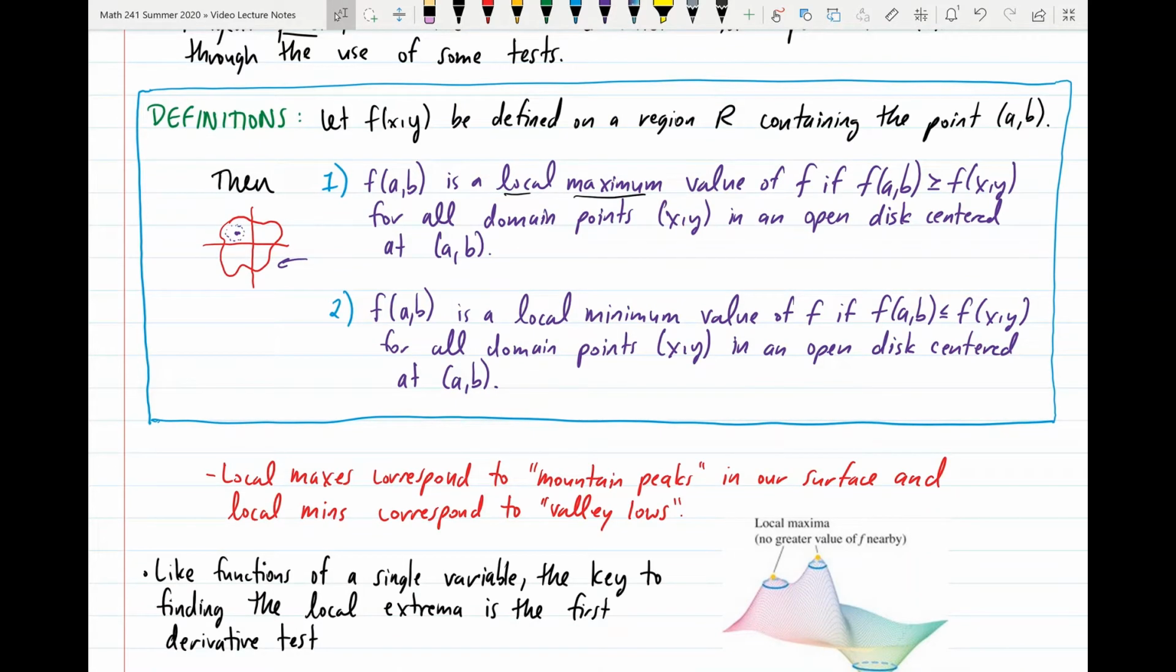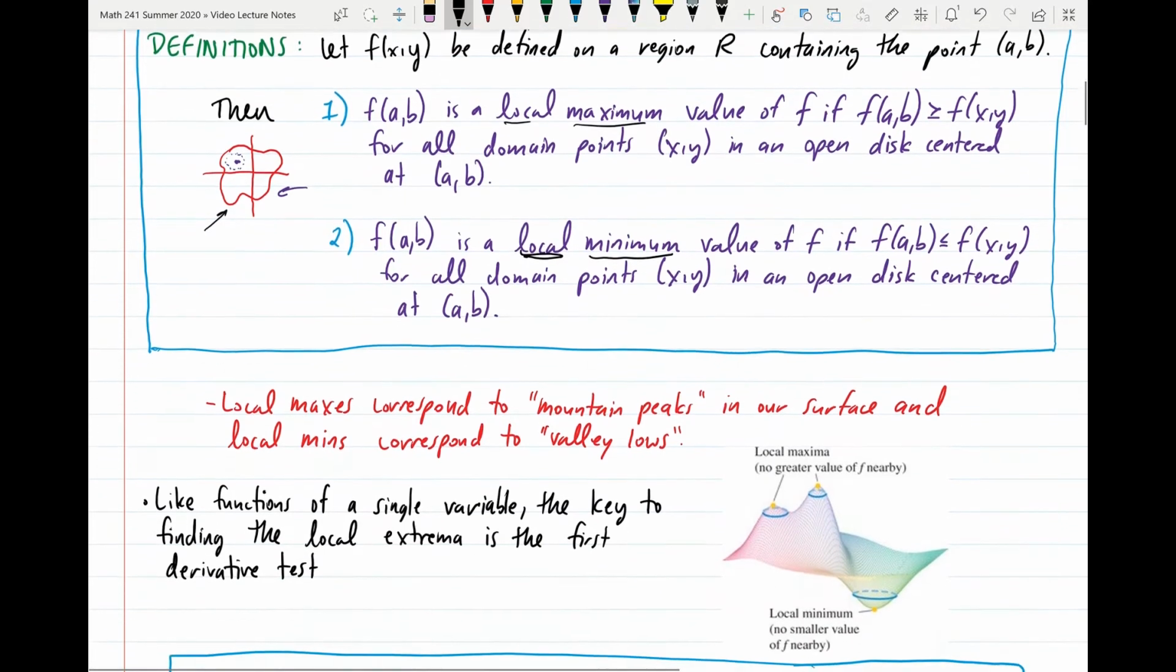And f of a b is a local minimum, and this definition is pretty similar. It's a local minimum value of f if f of a b is less than or equal to f of x y for all domain points x y inside of some open disk centered at a b. So we can refer to the same diagram over here. The only difference is that this time I'm trying to draw a small disk around the point a b such that if I take any point inside of that disk and plug it into f, the value is going to be greater than or equal to f at a b.